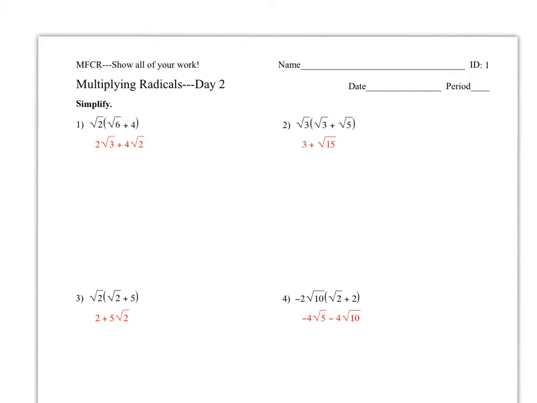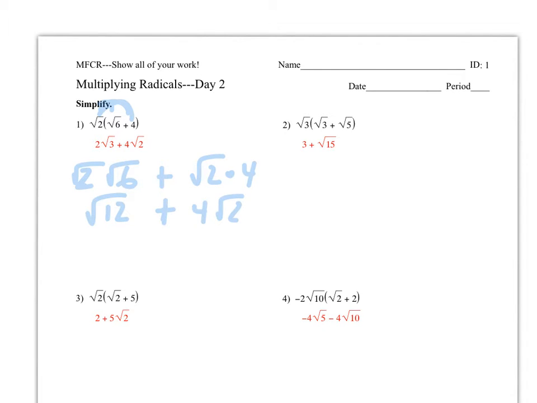So this is number 1. You can see the answers already listed here, so I'm just going to get to the answer. So we're going to multiply out using distributive property. So the square root of 2 times the square root of 6 is going to be the square root of 12. And then the square root of 2 times 4 is just going to be 4 the square root of 2.